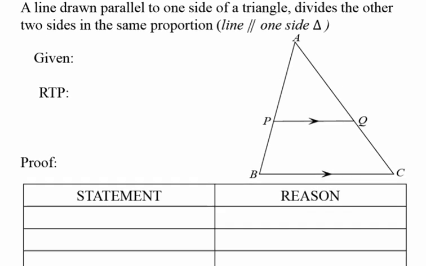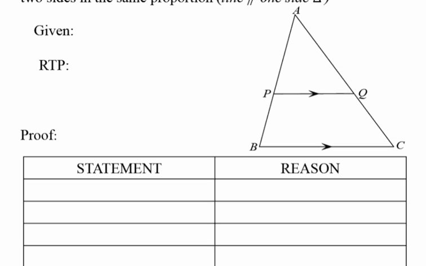When we start our proof, we're first going to have a look at what has been given to us. So here we've been given this triangle with PQ parallel to BC. Then what are we required to prove? That's our RTP. We are required to prove the proportionality, in other words, AP divided by PB is equal to AQ divided by QC. To start off our proof, we need to construct certain lines.